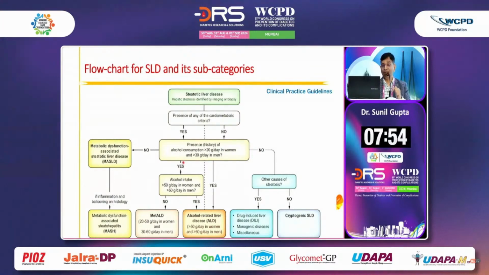Now, this is very important. This is a new thing which is coming now. So if you have a yes here, you again have to see whether it's more than 50 gram per day in women or more than 60 gram per day in men. Then you call it alcohol related liver disease, or ALD. But if it is less, 20 to 50 and 30 to 60, it is MetALD. That means metabolic as well as alcoholic. And if they don't have anything here, no risk factor, then you have to look for the cryptogenic or the drug induced or other causes.